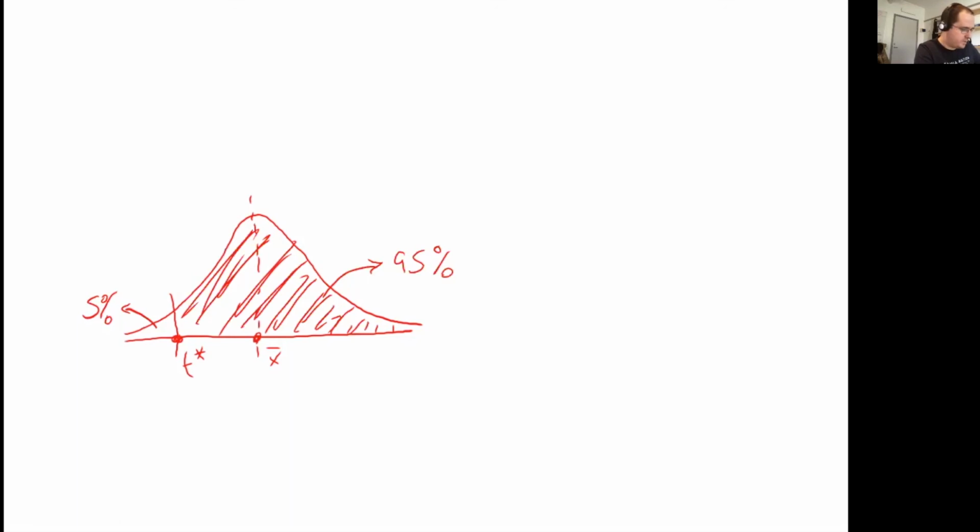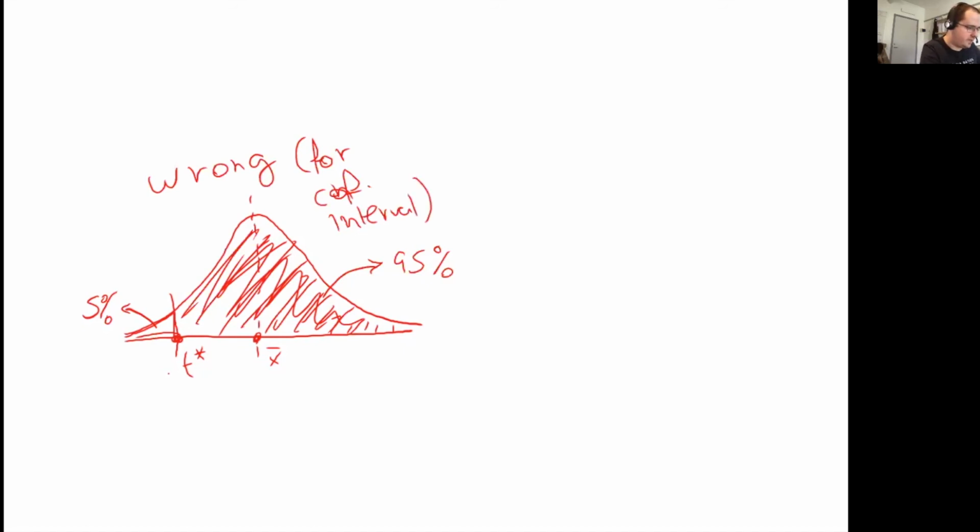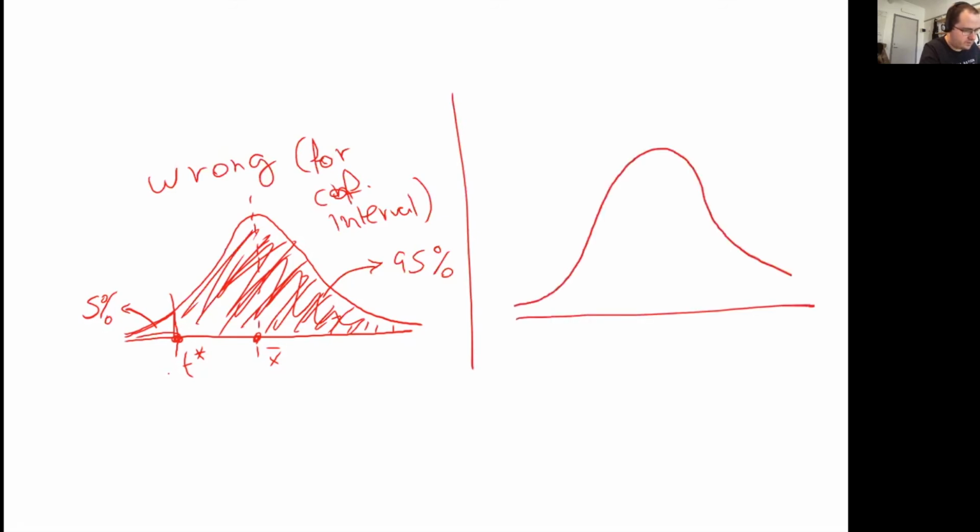So basically I have 5% at this side here, and then I have 95% for the entire thing. But that's wrong. That's not what we want. Wrong, for confidence level at least, right? For our confidence interval. This is wrong for a confidence interval, because for a confidence interval, we want two tails. We want something in the middle here.